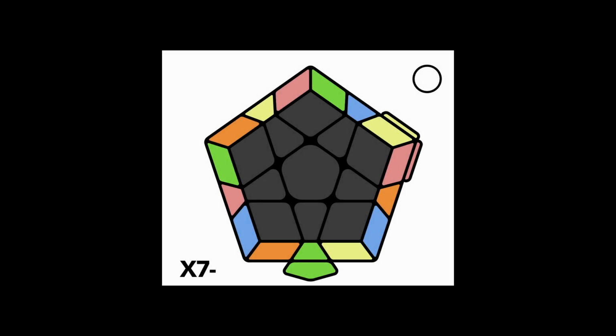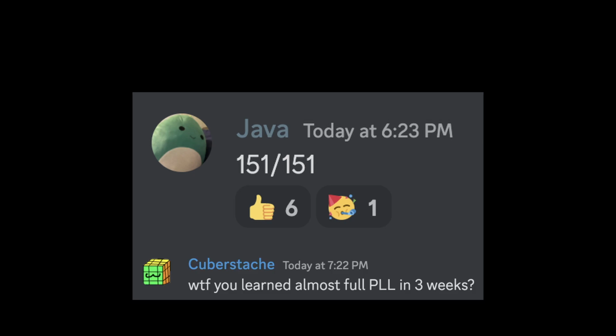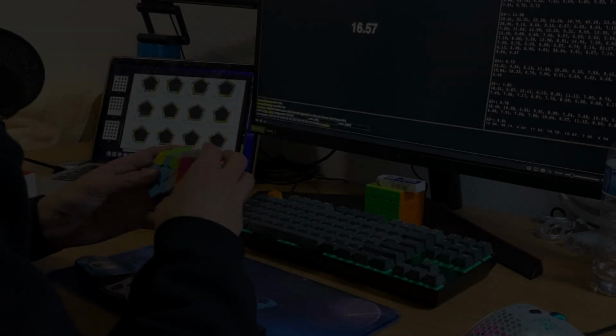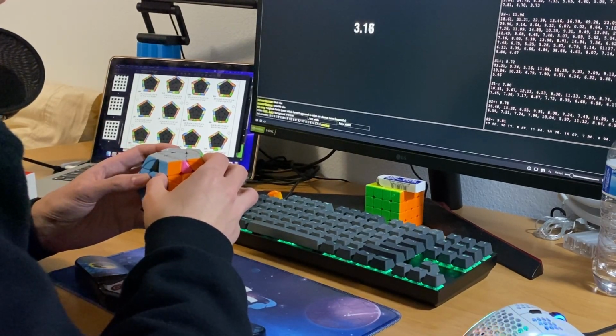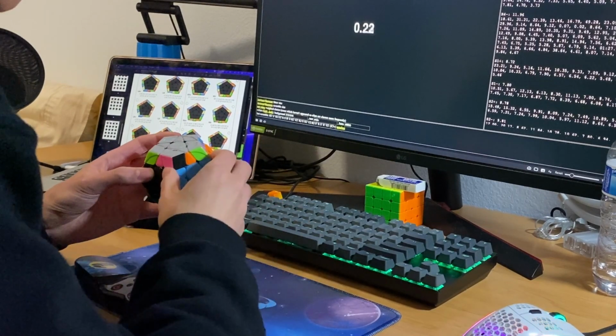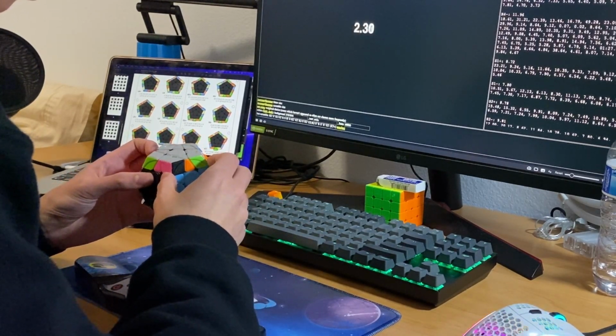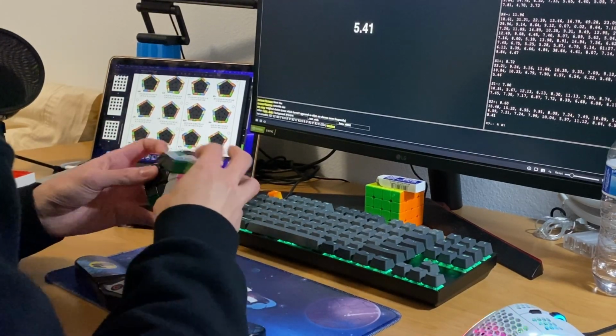And on January 24th, 2023, I officially learned the last algorithm, the X7 minus perm, and was 100% done with full PLL. It'll take lots and lots of practice to get used to recognizing PLLs and executing them quickly, but I'm sure that once I get good at that, full PLL will be a lot faster than 2-look. I'm super happy to finally finish full PLL, especially since I've tried and failed so many times in the past.